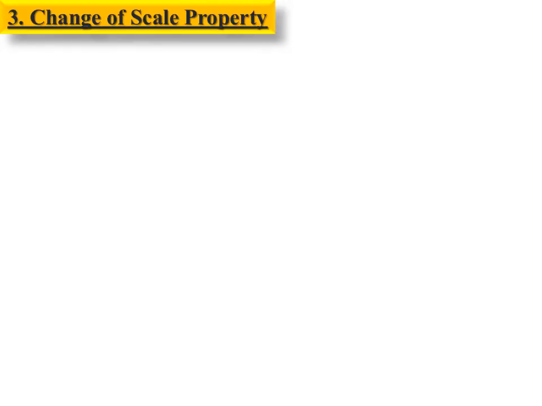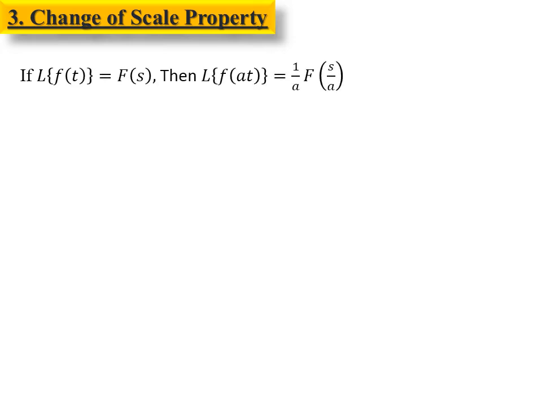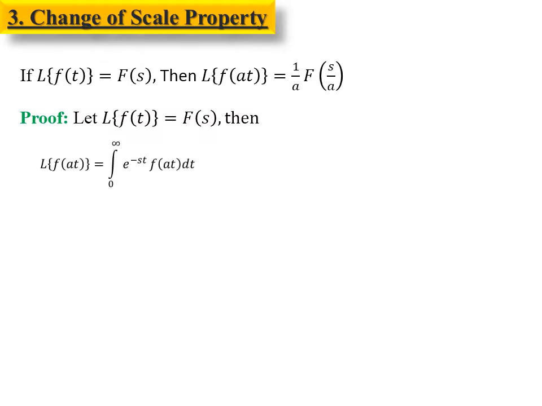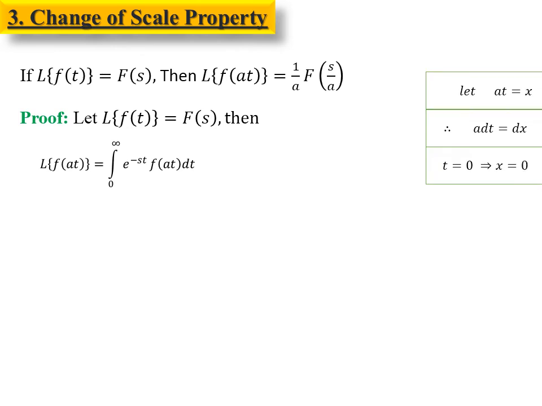Now come to the next, the change of scale property. Suppose Laplace of f(t) is given as F(s), then Laplace of f(at) can be given as 1 upon a times F(s upon a). So Laplace of f(t), as we know, is F(s), then Laplace of f(at) we can write as integration from 0 to infinity e to the power minus st f(at) dt. Now here we suppose that at is equal to x. In that case, a dt is dx. And what about the limits? As t tends to 0, x will also tend to 0. As t tends to infinity, x will also tend to infinity.